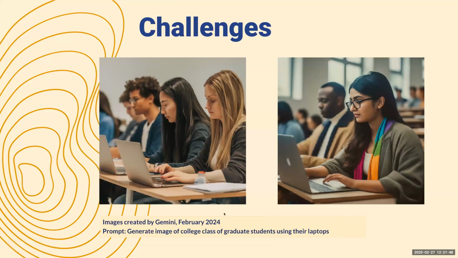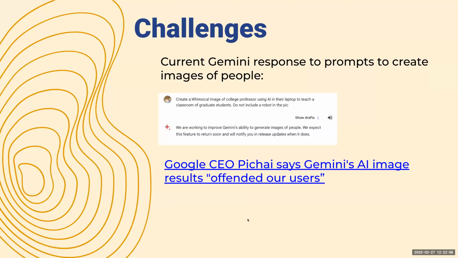And this is an example of an image generated by Gemini in February of 2024. I asked for an image of a college class of graduate students. And I was impressed that there was diversity. It looked like what you might see in a New York City classroom. But then very shortly after that, Gemini stopped creating images of people.